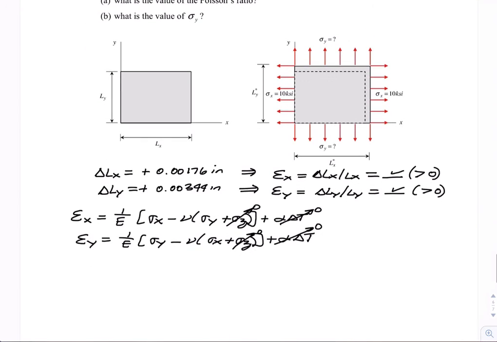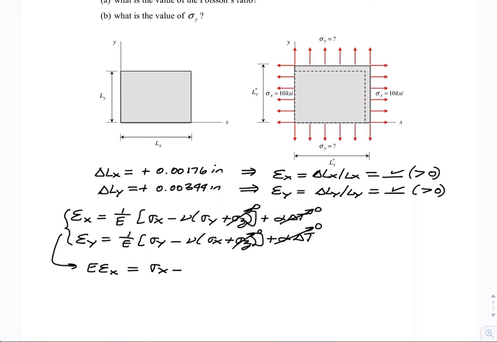So from these two Hooke's law equations, we can say that epsilon x times E is equal to sigma x minus nu sigma y, and we have E times the strain in y, both of which we know, equal to minus nu sigma x plus sigma y. So what we want to find out are nu and sigma y. We need to figure out a strategy for determining those. I'm going to call this equation 1 and equation 2.